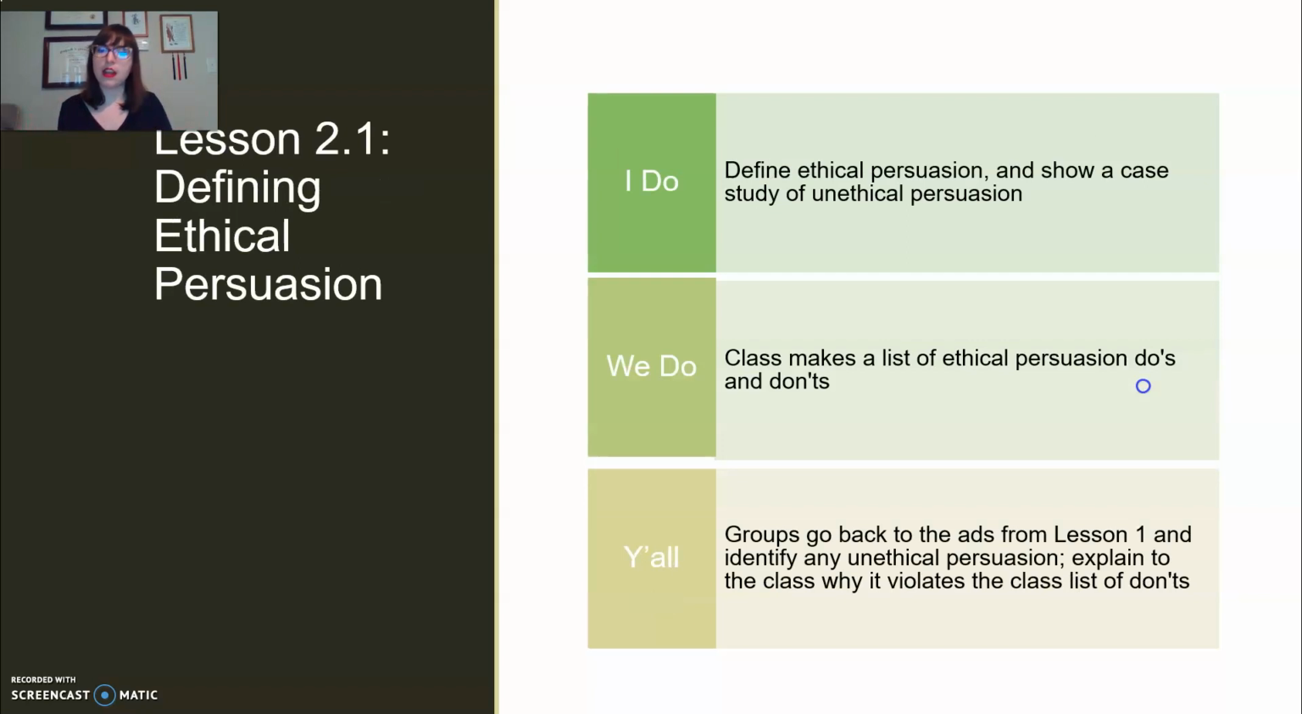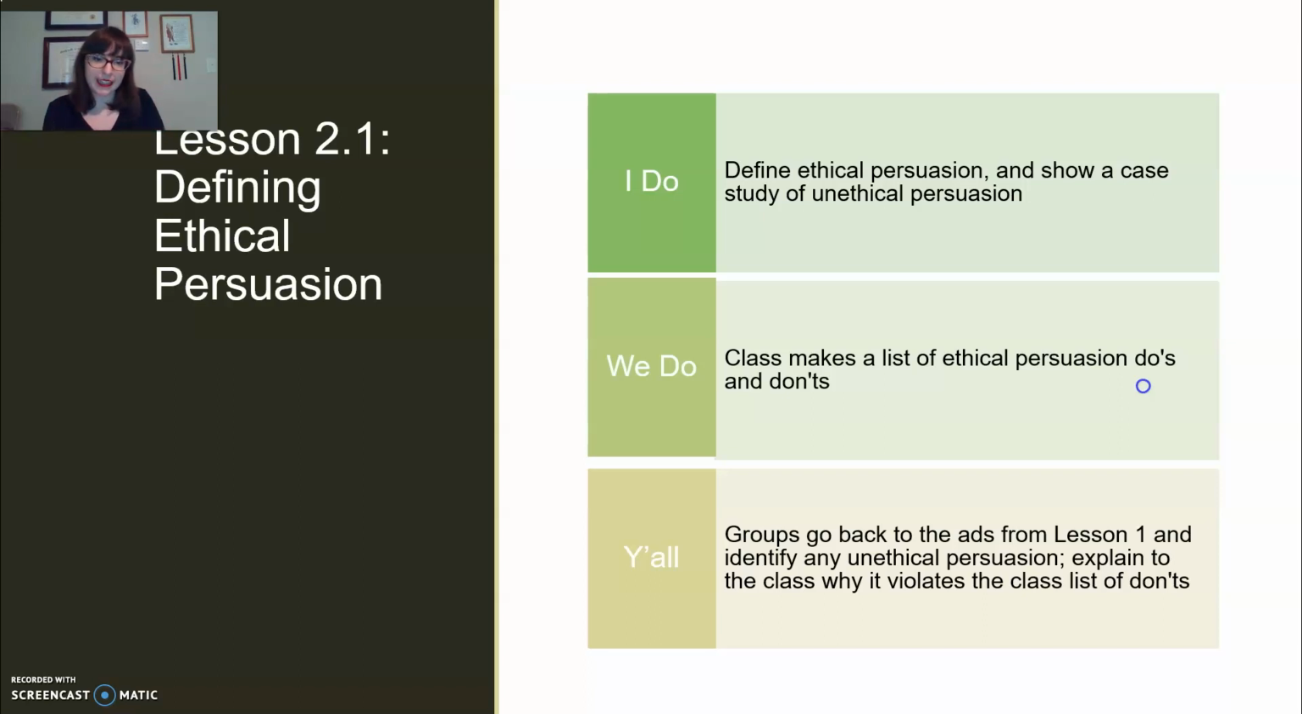So on the first one, they define ethical persuasion. I lead a discussion on defining ethical persuasion and show them a case study of unethical persuasion. There are many examples of ads, particularly with the tobacco industry, that would be perfect for this. Then it would be a we do. The class will make a list of ethical persuasion do's and don'ts. So I'd be able to guide them and maybe activate some ideas, and they'd also have a say in that.